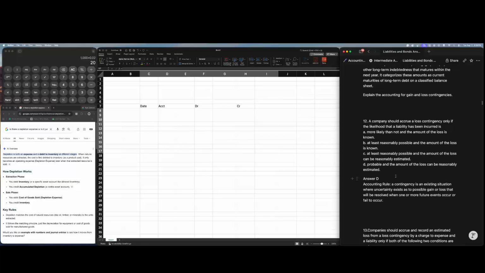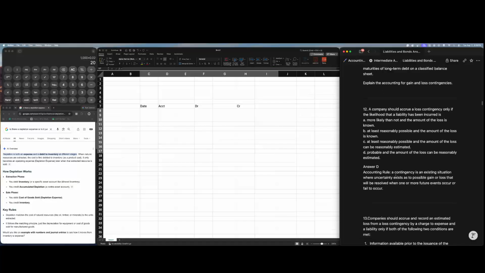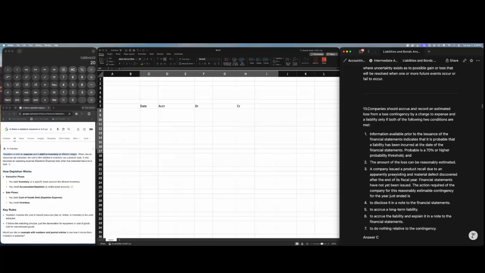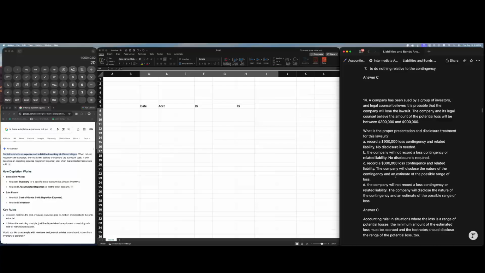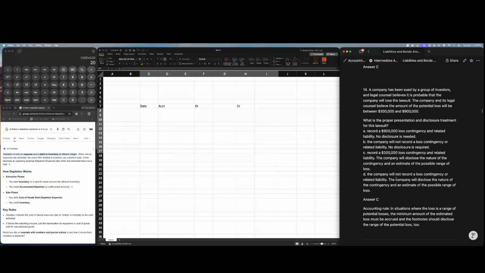A company should accrue a loss contingency only if the likelihood that a liability has been incurred is more likely than not, reasonably probable, and the amount is estimatable. A company can accrue and record an estimated loss from a loss contingency by charging the expense and liability only if both conditions are met. A company's been sued by a group of investors, it believes it is probable, and the losses are between 300,000 and 900,000. It'll be the minimum amount if it's probable, 300,000, and it will have to not only disclose but record the liability.